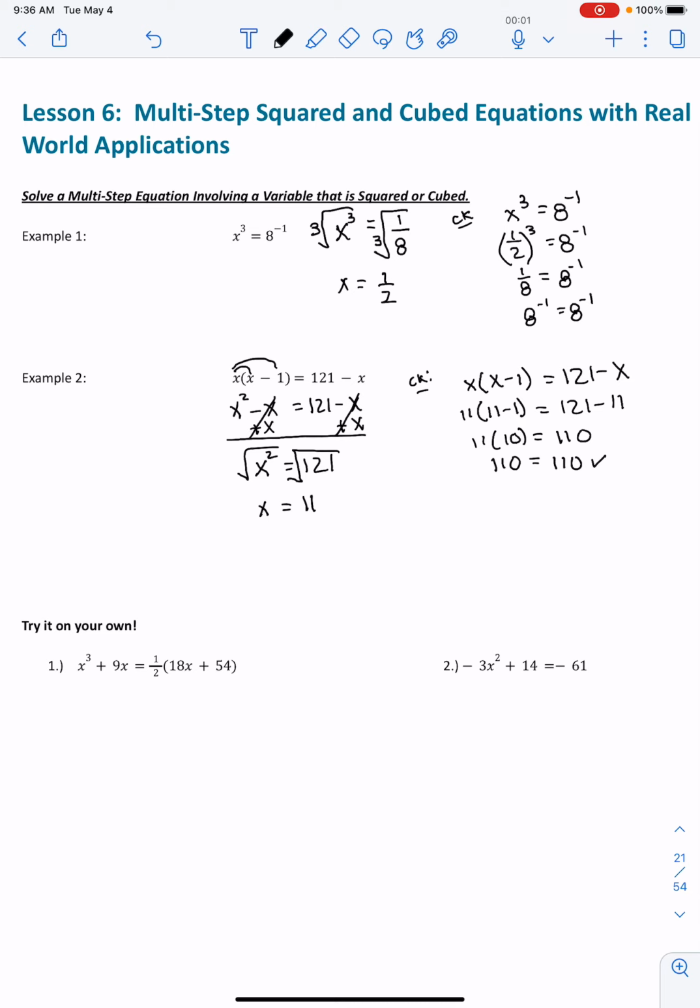So our next example here, we have x cubed plus 9x equals 1/2 times 18x plus 54. So here I have to distribute the 1/2. So 1/2 times 18x and the 1/2 times positive 54. So I have x cubed plus 9x. 18x times 1/2 is 9x, plus half of 54 is 27.